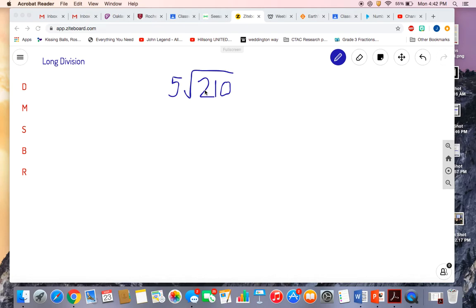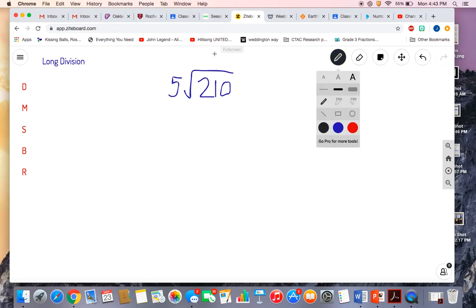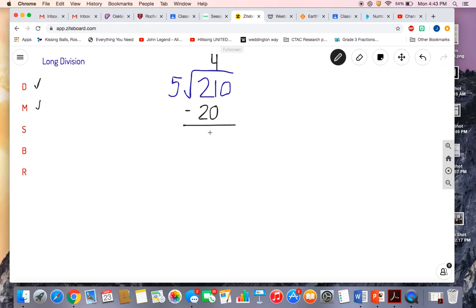And 5s are super easy for me. So I know 5, 10, 15, 20 immediately. 5 goes into 21 4 times without going over. So I just did division, and now I'm going to do multiplication. So 5 times 4 is going to give me 20. Time to subtract. 21 minus 20 is 1.